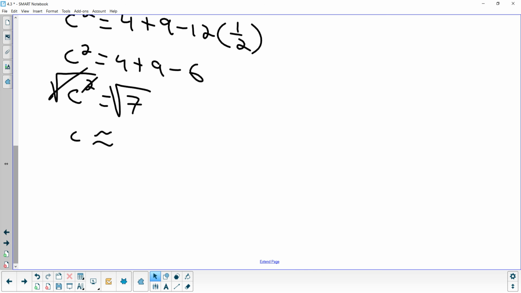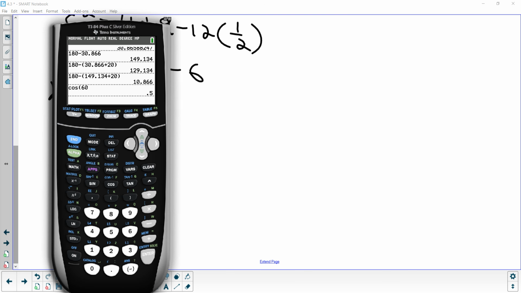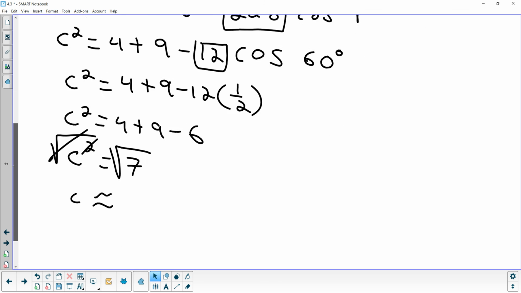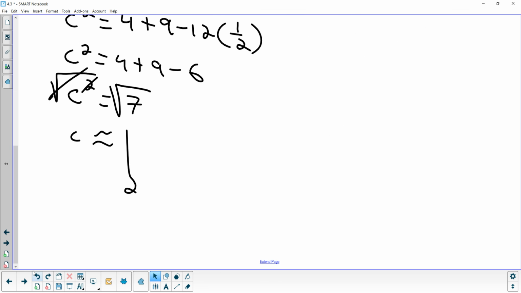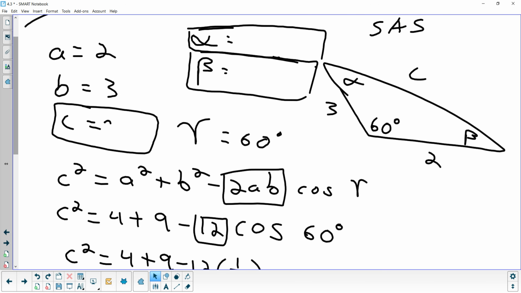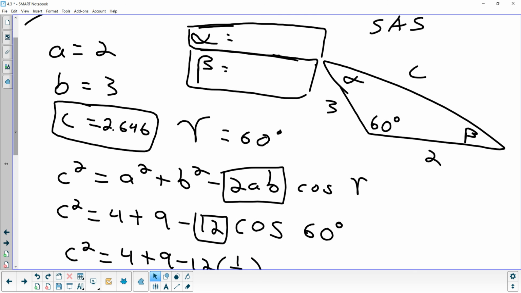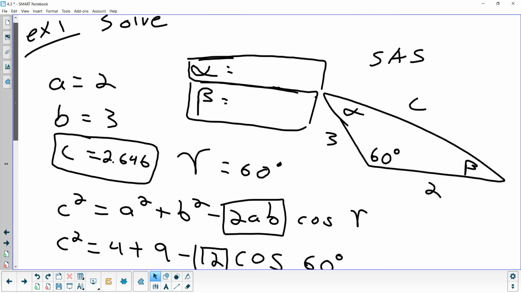These are going to be rounded off to 3 decimal places, just like before. So let's do square root of 7. All right, so that's about 2.646. Okay, that rounds up. Okay, now 2.646. Let's fill that in on our diagram and see what we have now. This is 2.646.